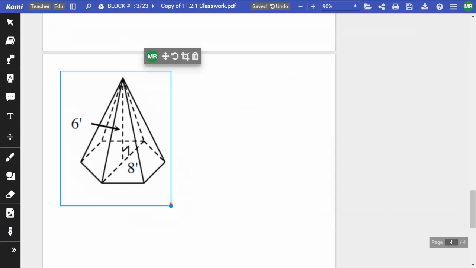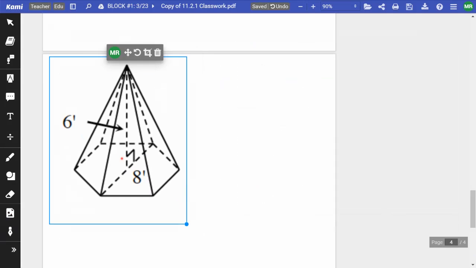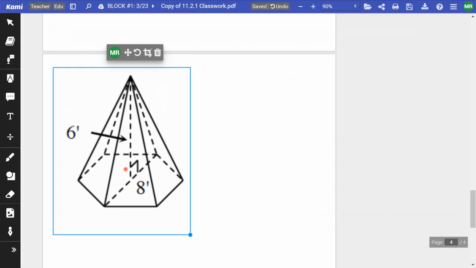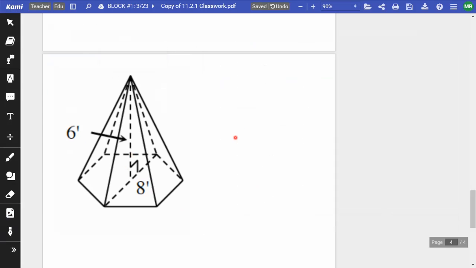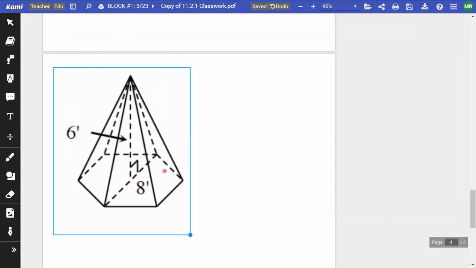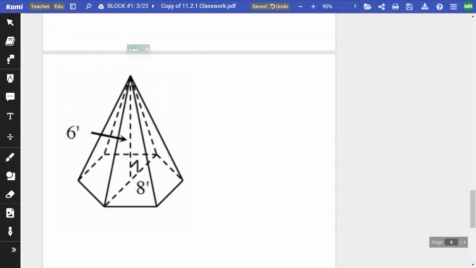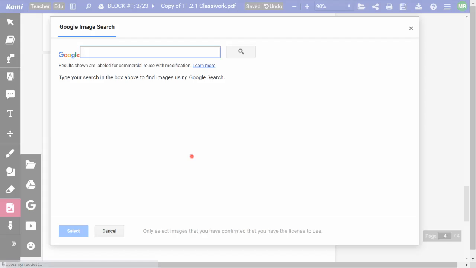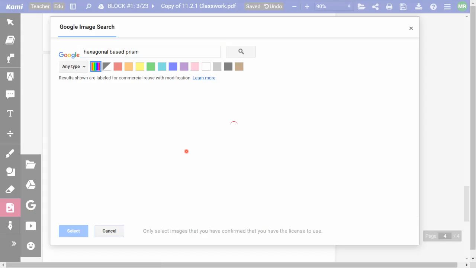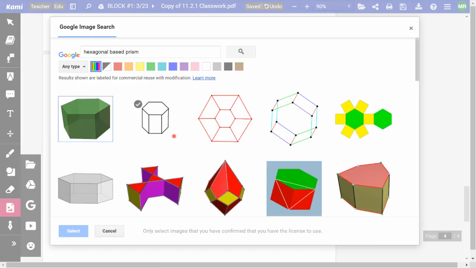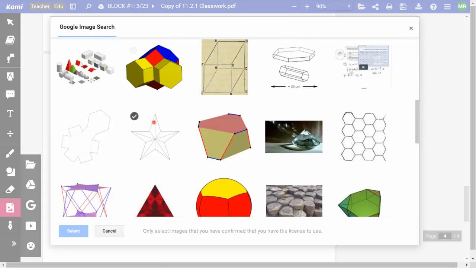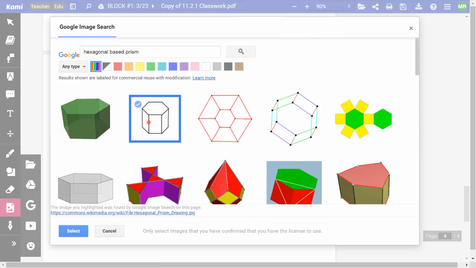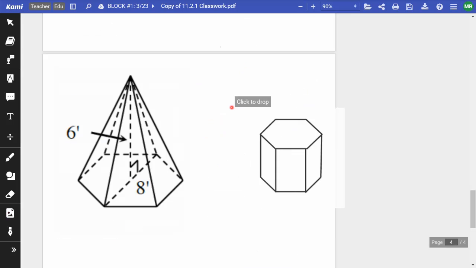hexagonal pyramid. Okay, so when we're doing this, what you want to understand is instead of thinking of this as a pyramid for my volume, I'm going to come over here. I'm going to go to this Google search and I'm going to search a hexagonal based prism and just get an image of that. And you can kind of take a look and see what images. I think I'll take this one here and I'll insert that.